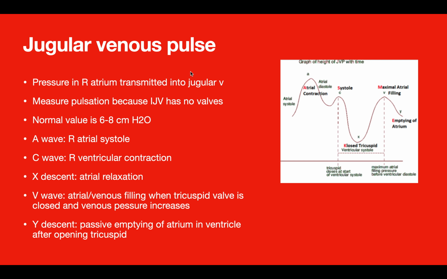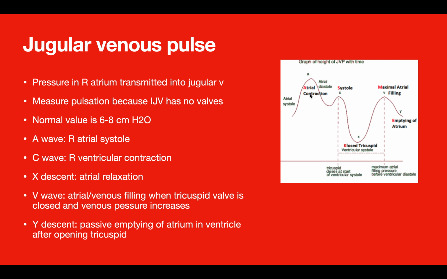The jugular venous pulse is going to be the pressure in the right atrium. So this is what it measures. And this is important because the IJV has no valves, so it will transmit the pulse perfectly. There's no valves to interrupt. The normal value is going to be 6 to 8 centimeters of water pressure. And there's going to be a couple ways to know.